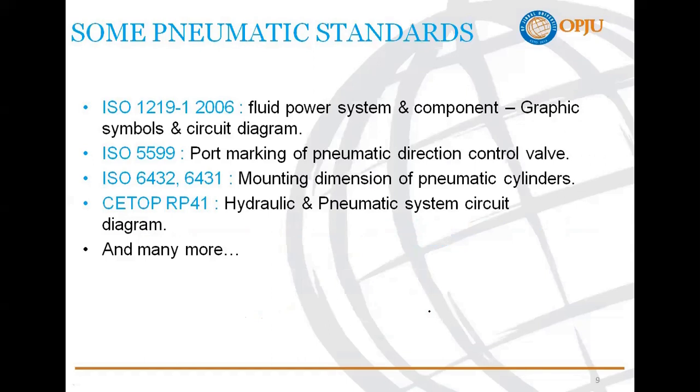Okay, now come to the main pneumatics. In pneumatics there are various types of standards being used. The basic standard is ISO 1219-1 2016. These standards are used to define the fluid power system and various components: what symbol will be there, what circuit diagram will be there. That is the main thing. Whenever I am giving the marking system, I can show you, in that case I am using these standards.